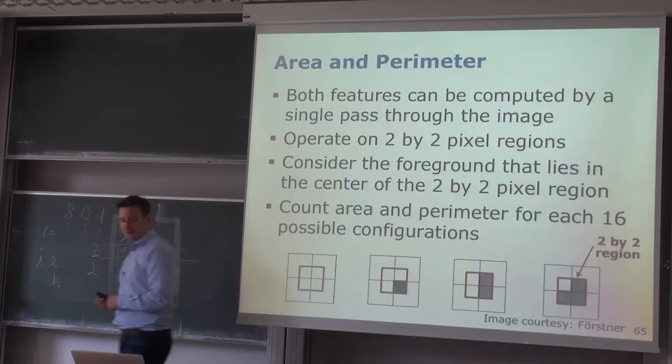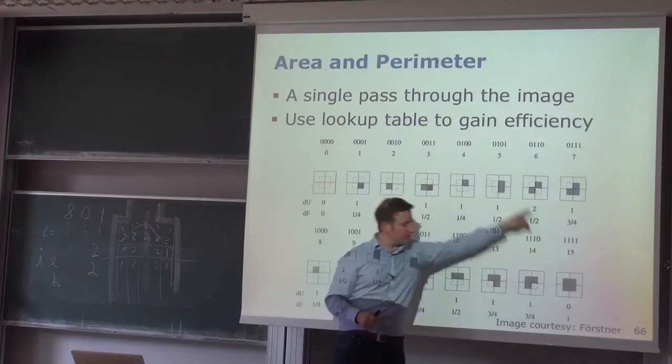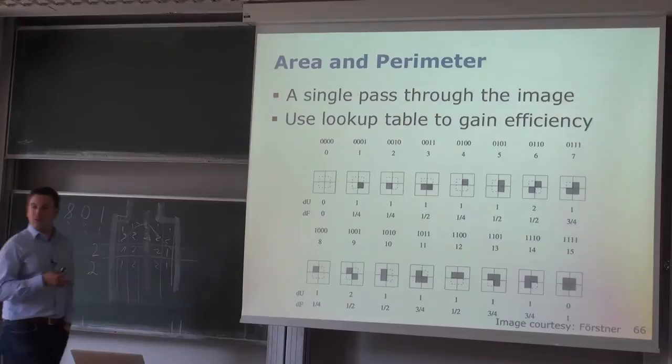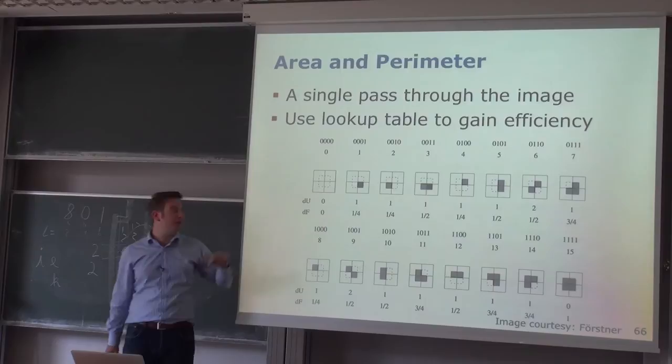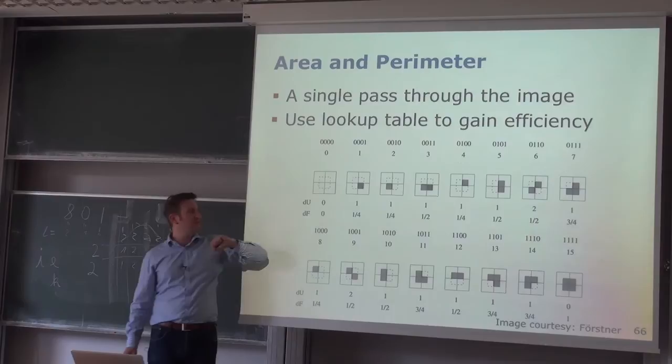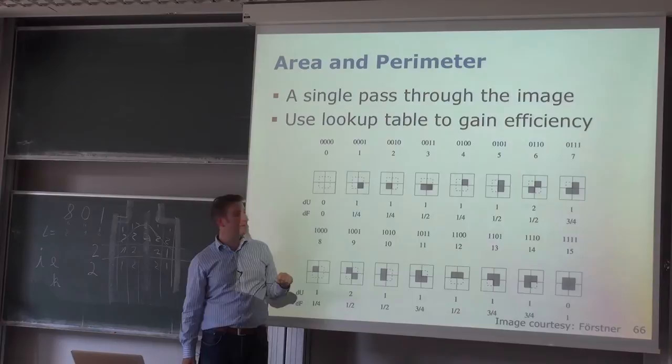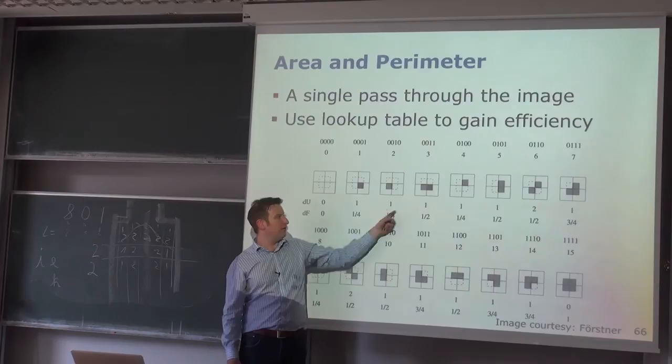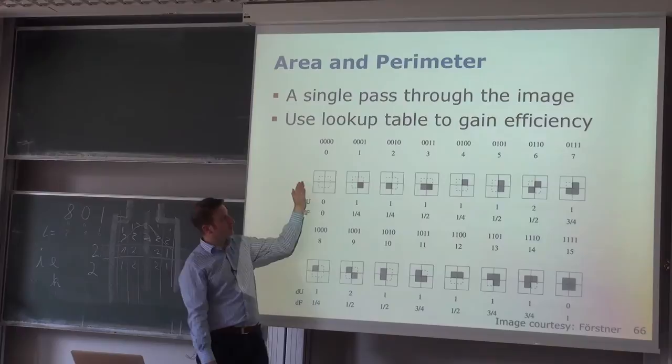So what I can do is create a small lookup table. These are all possible configurations that I may experience. I simply compute this once and then go over my image and check what it is. So du is what I need to add to the perimeter, and df is what I need to add to the area. In this situation, nothing needs to be added. In this situation, for the perimeter I need to add 1, and for the area I need to add a quarter. For all these different situations I have different values, and I simply have all those 16 elements.